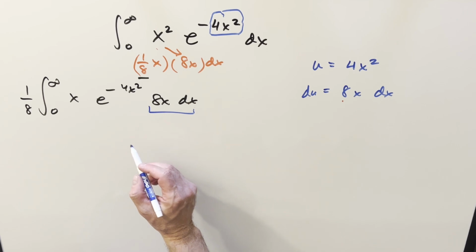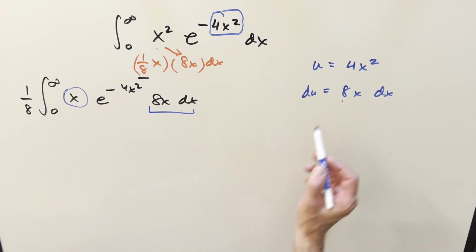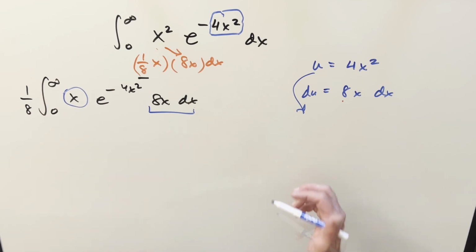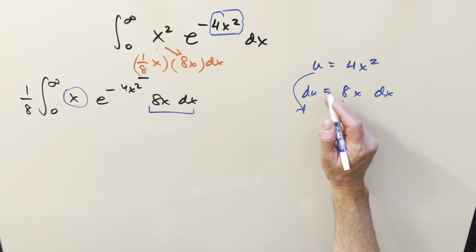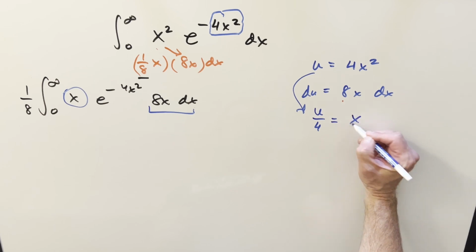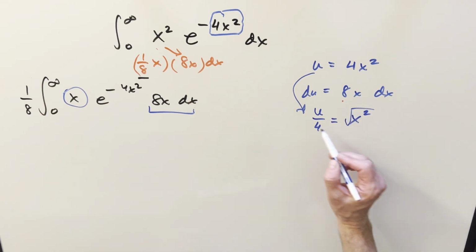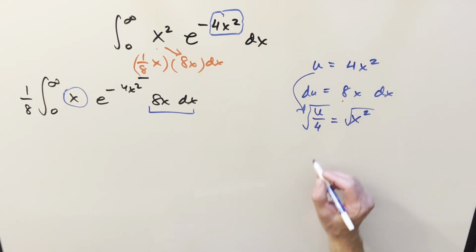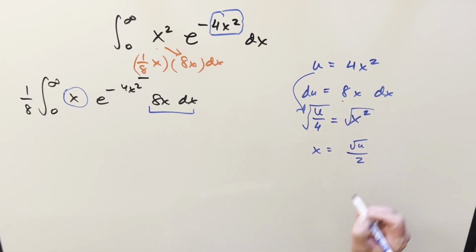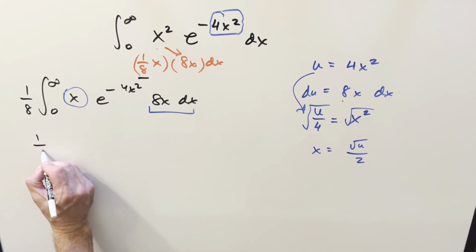One more thing though, I don't really have a value for x, so let's come over here and solve for x. If I divide on both sides by 4, we have u over 4 equals x squared. Then take a square root on both sides, and x is going to be square root of u over 2. So now we'll go ahead and substitute it.